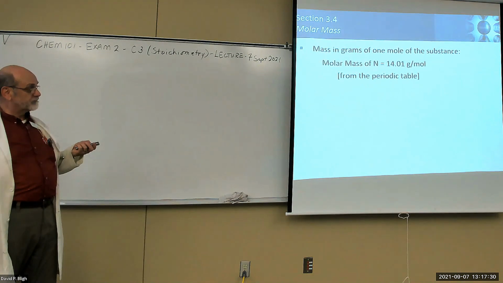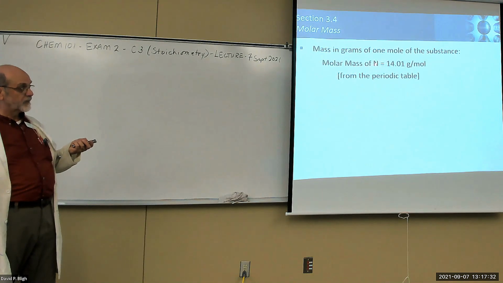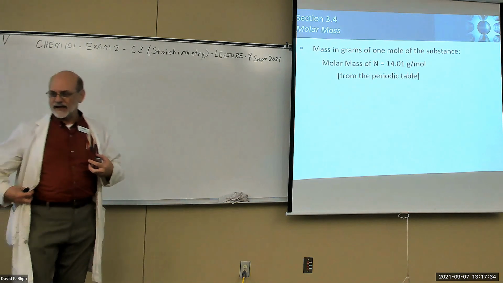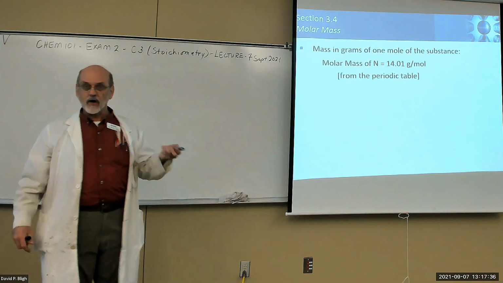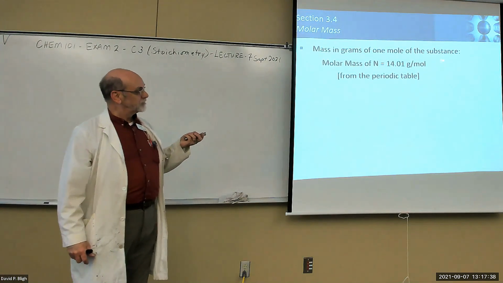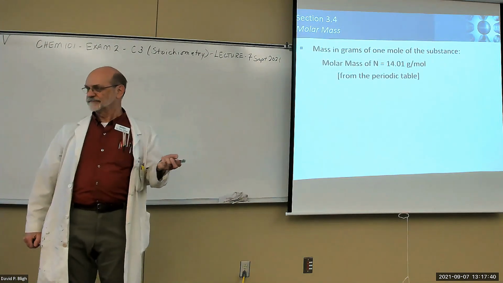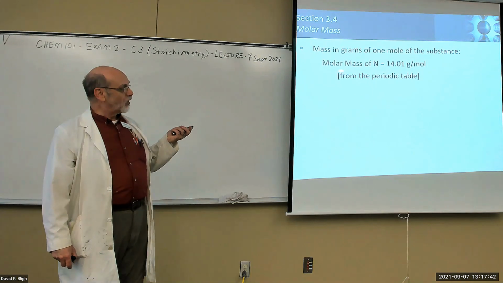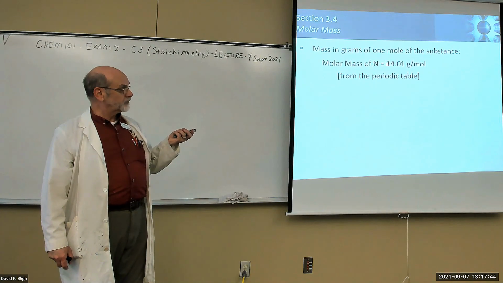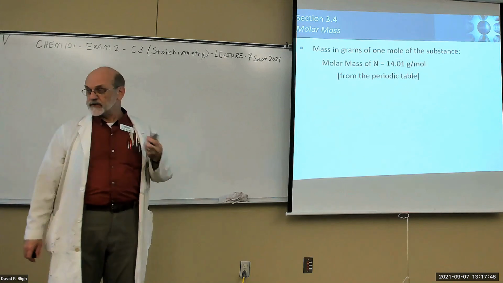So for nitrogen, you look it up in the periodic table. That average molar mass, that's what this is called, molar mass, because it's the mass of a mole. Molar mass of nitrogen is 14.01, rounded off to 2 decimal places.